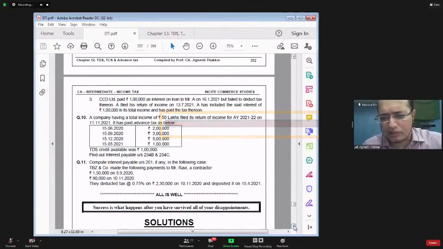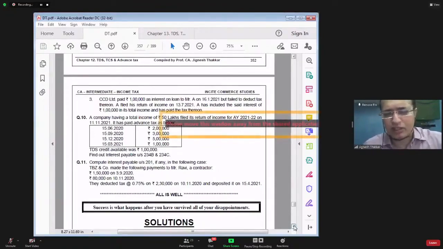Dixit is asking, sir, question number 9, point number 3 is covered by proviso. Yes, Dixit, it is covered by proviso. That is the reason we have calculated interest only at the rate of 1%.